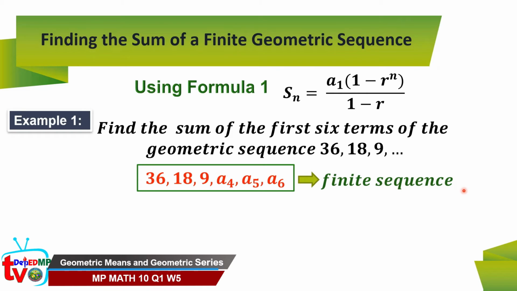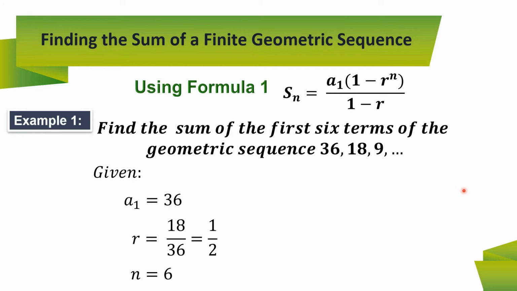Let us now identify the given values. The first term is 36. The common ratio is 1/2. We got that by dividing 18 by 36, and the number of terms is 6. We will solve for the sum of the first 6 terms represented by S sub 6.